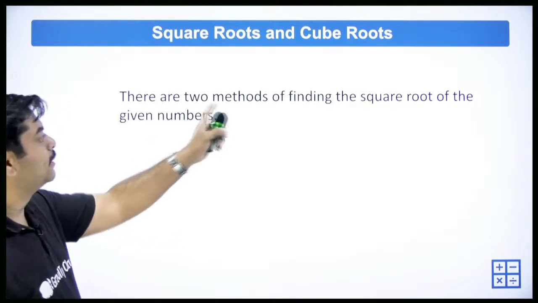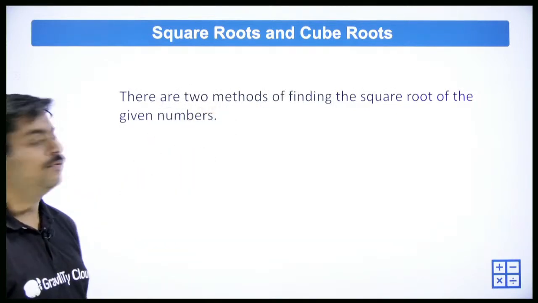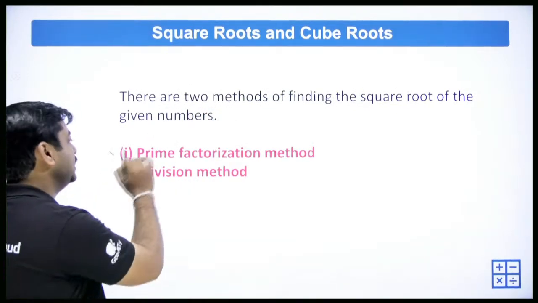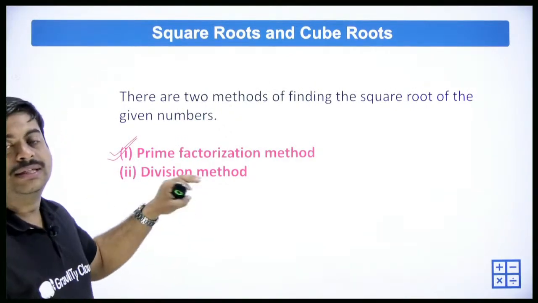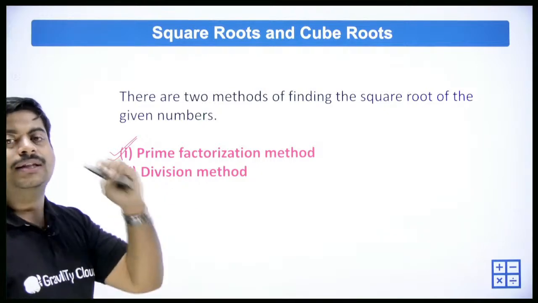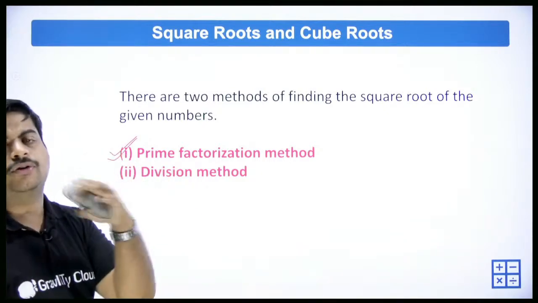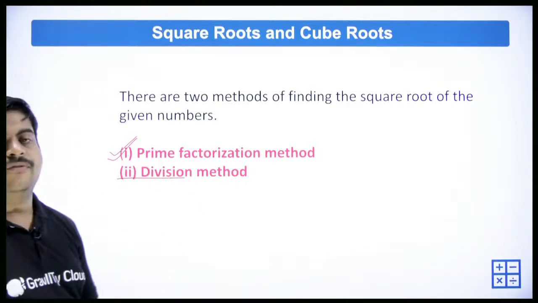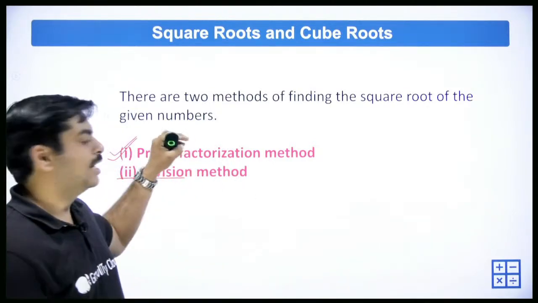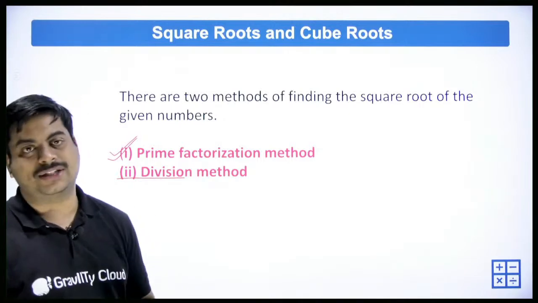There are 2 methods of finding the square root of a given number. The first method, and the easiest, is the prime factorization method. And the next one, which is very useful to find the square root of any number, perfect square or not, is the division method. So first, let's start with the prime factorization method.